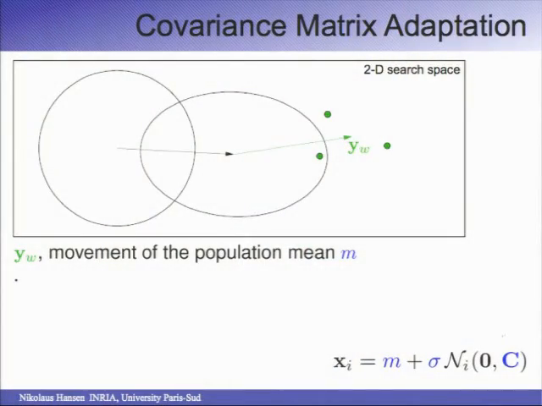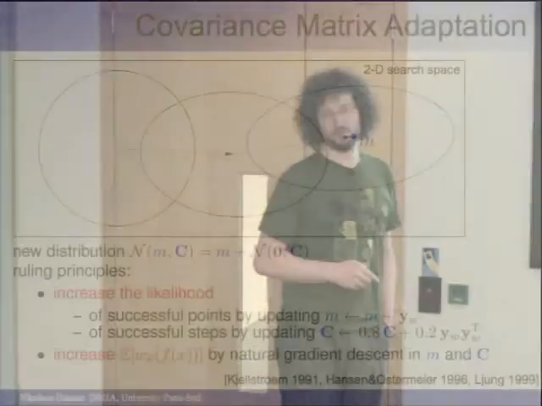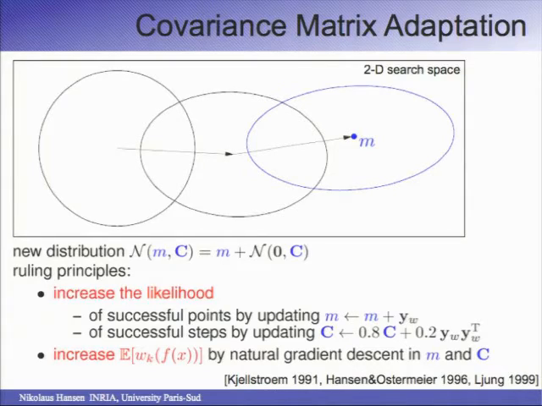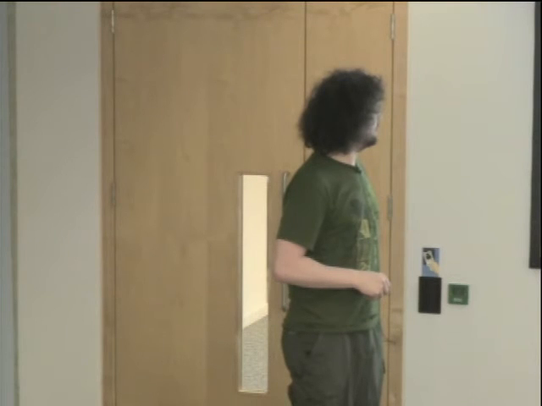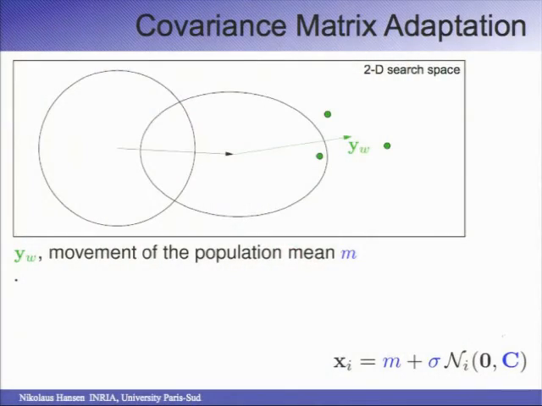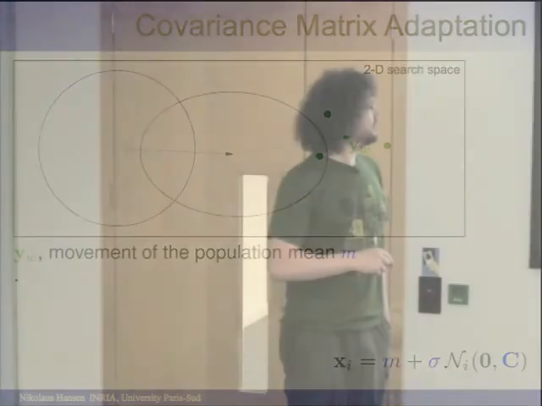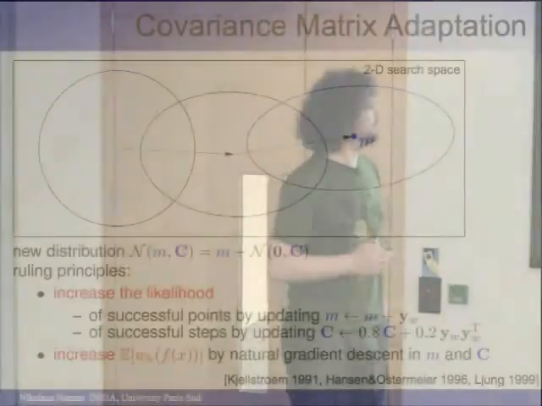So this mean value is exactly maximizing the likelihood of these points, because the mean is where we sample with the highest probability. And the update of the covariance matrix actually increases the likelihood of these steps we produced. So by changing the covariance matrix like this, we increase the likelihood to produce these steps again, sampled from this mean and then with a new covariance matrix. So that's a ruling principle.